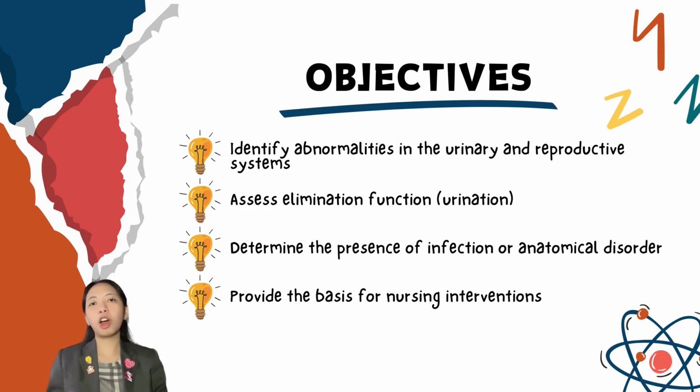Next, the objectives of the genitourinary physical examination are to identify any abnormalities in the urinary and reproductive system, to assess elimination function such as urination, to detect the presence of infection or structural disorders, and lastly, to provide a basis for nursing interventions that support the child's overall health.